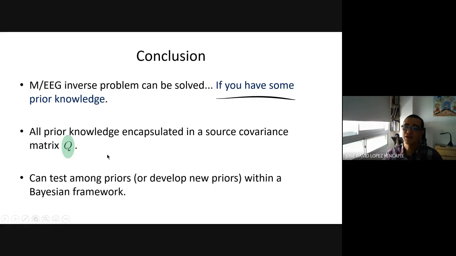The source covariance matrix is the key. It's the only thing that you work with. So you can have many ways of solving that, from a minimum norm solution to the MSP, which has many solutions embodied in that one. And you can test among all those solutions using free energy with the Bayesian framework, and you could have the best among all these possible solvers, right?